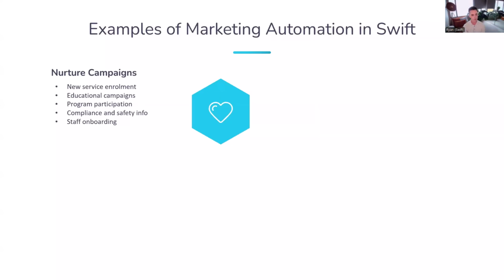These might be like new service enrollment campaigns or program participation, even just onboarding campaigns where you want to keep someone updated with your brand, or the example here would be like staff onboarding. If you have communications that you want to be sent to new staff after they've come on board with you, you can set up those sort of automated comms to go out from the platform easily.